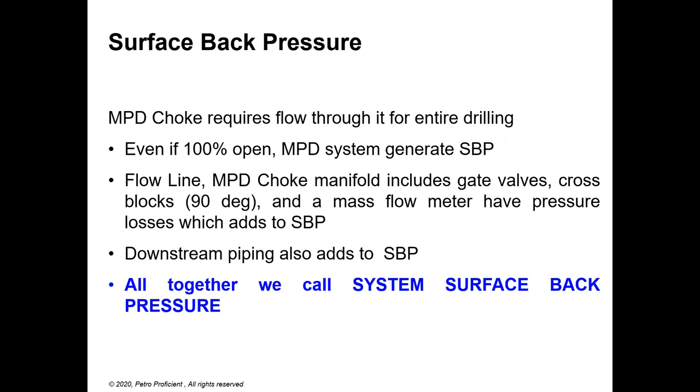So even if your choke is 100% open, the MPD system itself will generate some surface back pressure onto your well, and you should be aware of this fact. And not only of this fact, you should be aware of the value of how much surface back pressure the MPD system is applying on your well. And if the flow rate is changed, the surface back pressure loss in the MPD system will also change. So you should measure at different flow rates that you would usually use to drill a particular section.